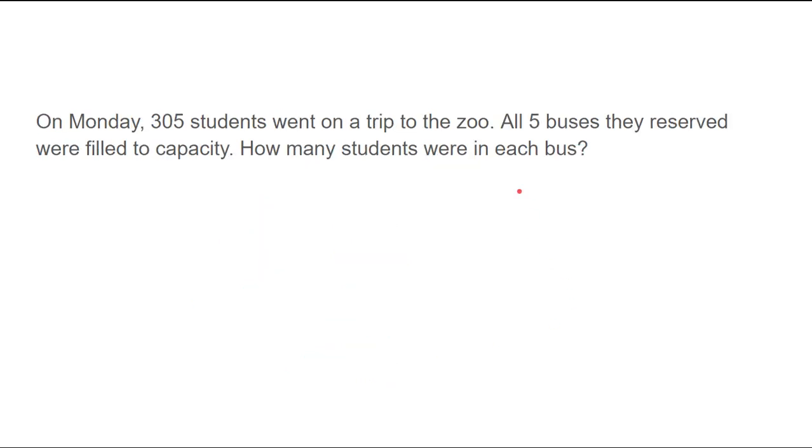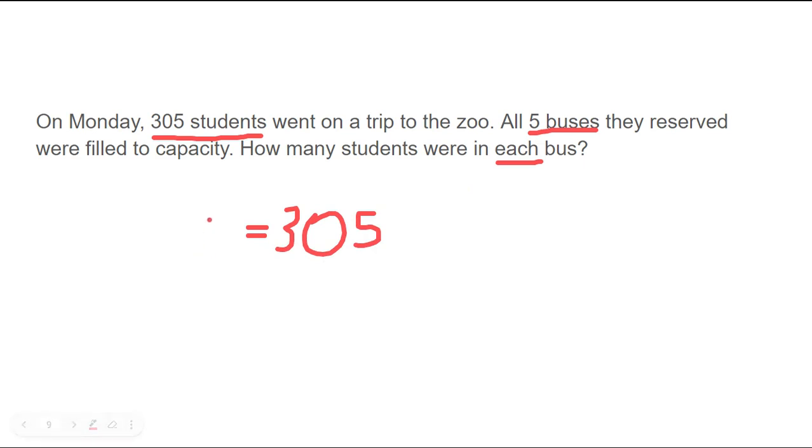All right, this is a good one. On Monday, 305 students went on a trip to the zoo. All 5 buses they reserved were filled to capacity. How many students were in each bus? There we go, the same thing, bus again. So there's a total of 305 students across all 5 buses.